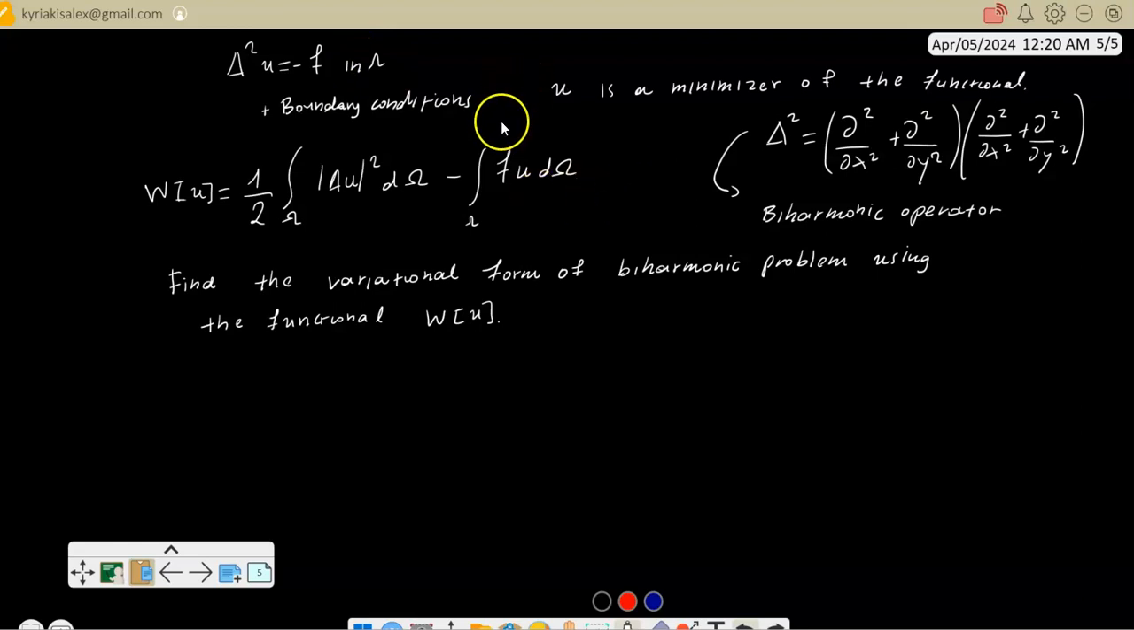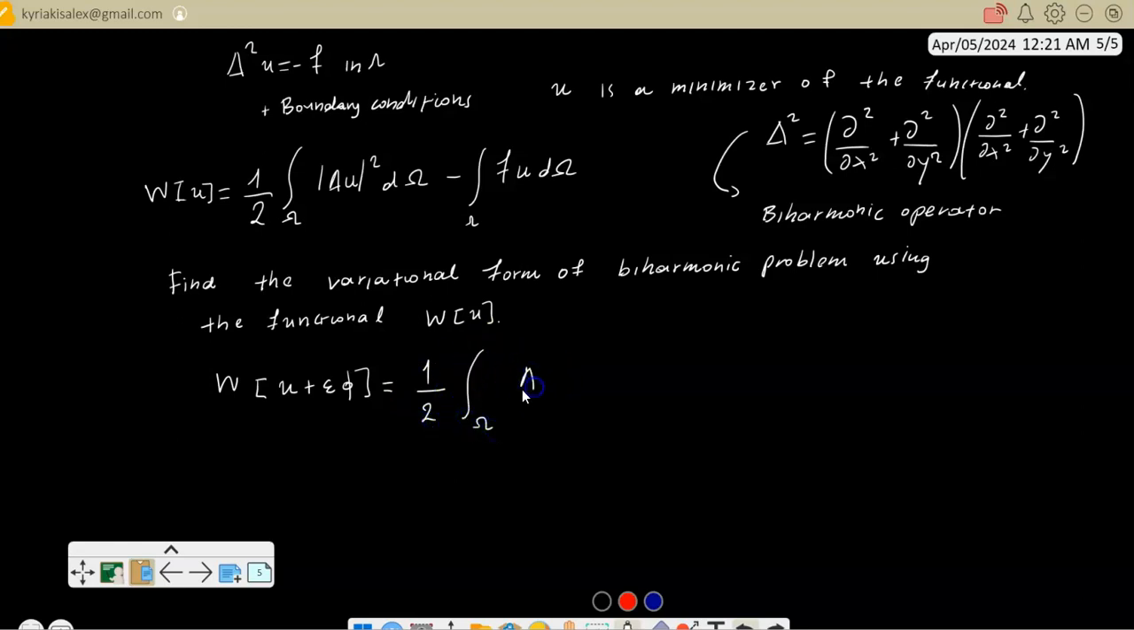U is a minimizer of this functional, and we will use this functional to derive the weak formulation of this problem, the biharmonic equation. First of all, we find this perturbation u plus epsilon phi. We use this perturbation here in our functional. So how can we write this?